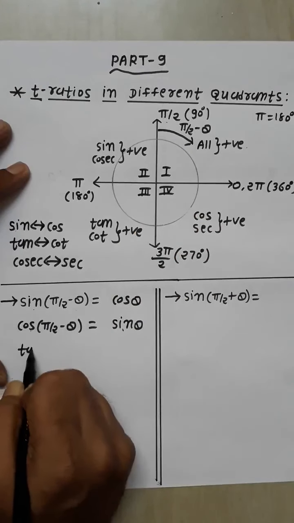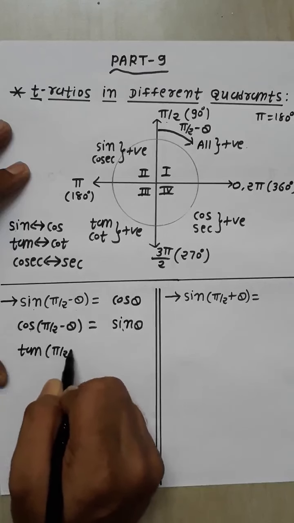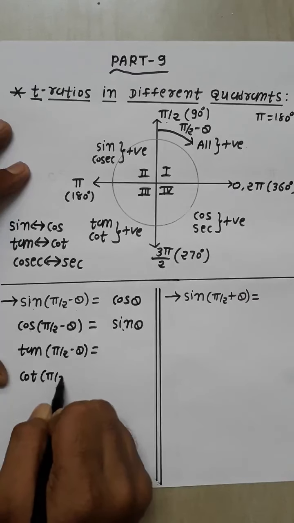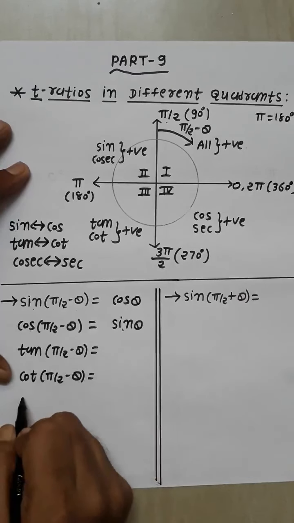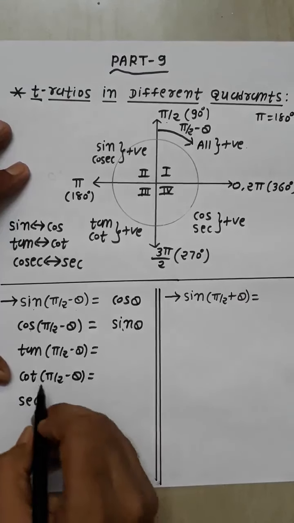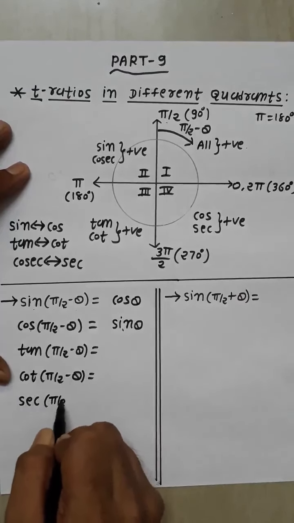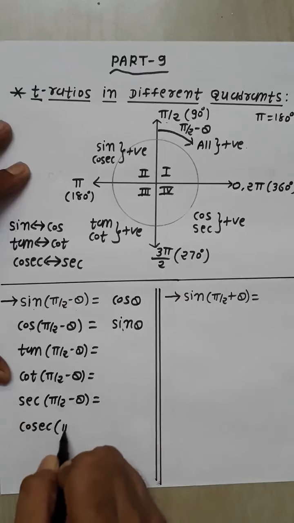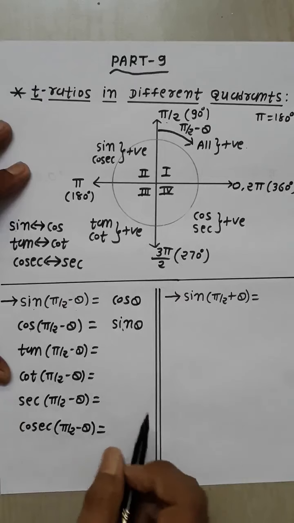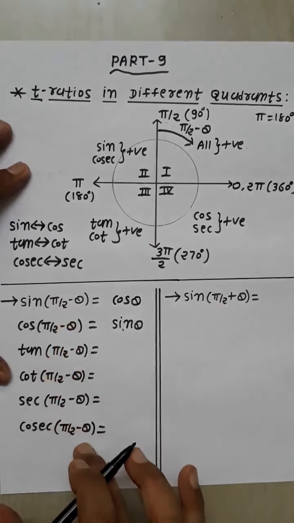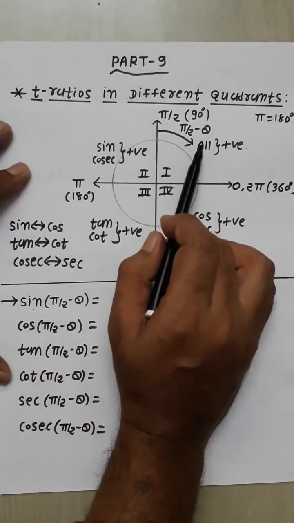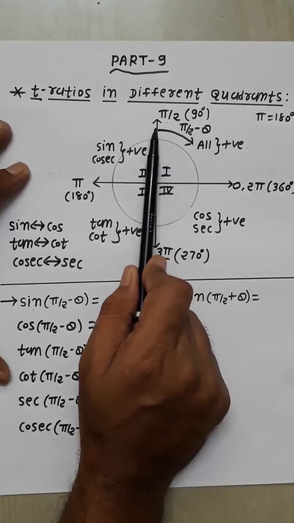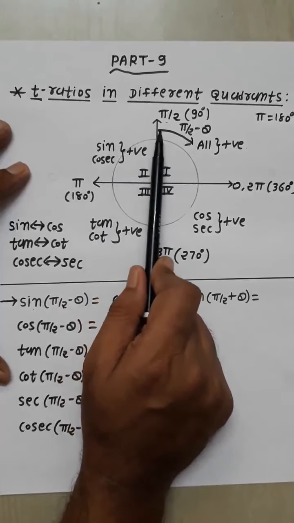In the same way, tan(π/2 − θ), cot(π/2 − θ), sec(π/2 − θ), and cosec(π/2 − θ). Now see here, all these functions are π/2 − θ. π/2 is present here and the minus form is present. Our circle is moving anti-clockwise.